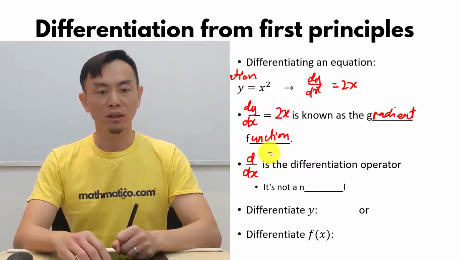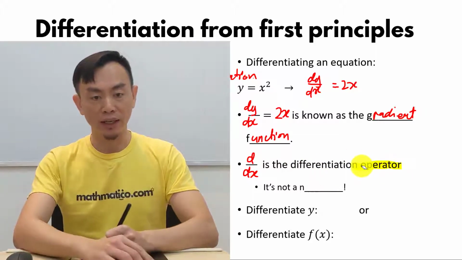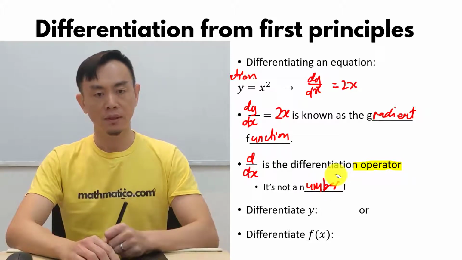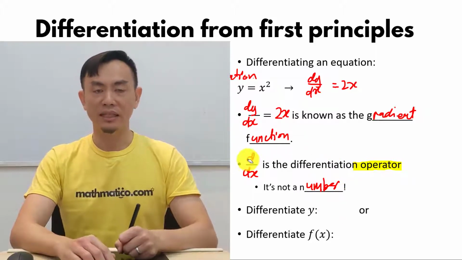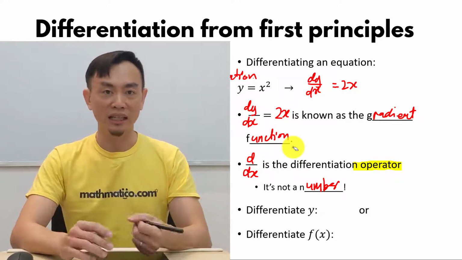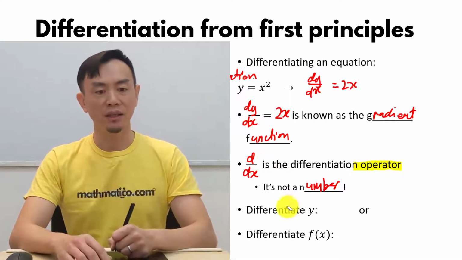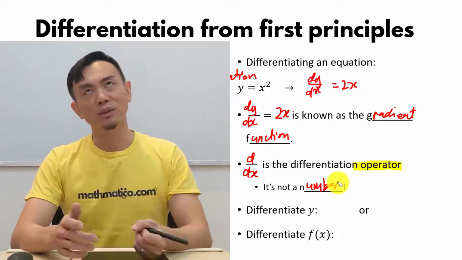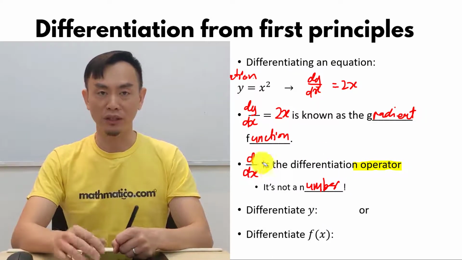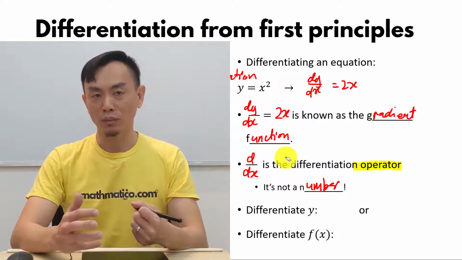So the d dx is the differentiation operator. Take note that this is an operator, it is not a number. It operates like plus, minus, multiply, divide. These are all operators, like sine, cosine, tangent. These are all operators. So in the same way, d dx is an operator, it's not a number. We don't say sine plus tangent equals, it doesn't make sense because they are not numbers, right? So same thing, d dx operates on a number or a function, but in itself there's no meaning of quantity in it.